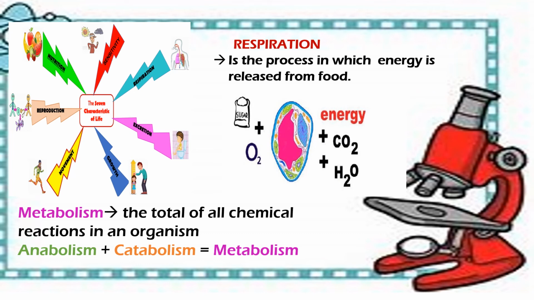So, you have sugar plus oxygen, which produces carbon dioxide plus water plus energy. That sugar represents the glucose. The total of all chemical reactions in an organism is what you call the metabolism. So you have here anabolism plus catabolism is equal to metabolism. So this is how the equation shows us.